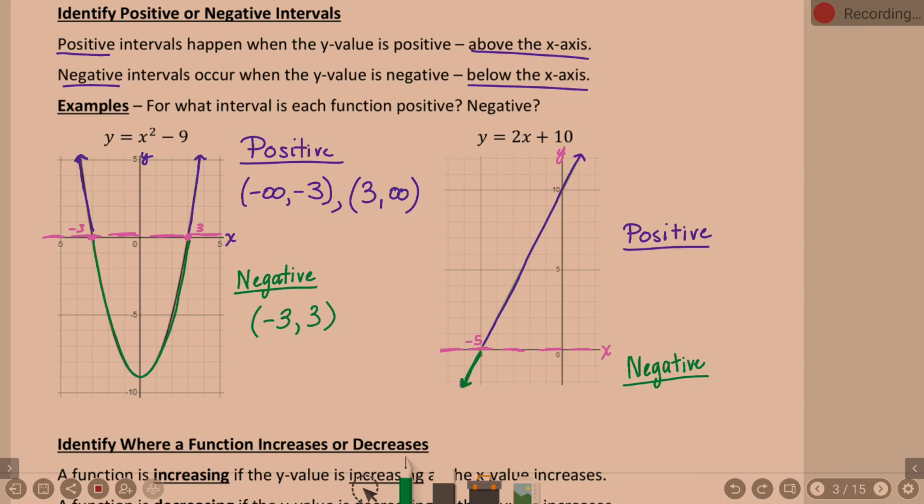To the left of negative 5 is not going to be positive infinity, but it's going to be negative infinity. So we're going to use negative infinity up to negative 5. Infinities always have parentheses. What about negative 5? Parenthesis. Because at negative 5, the graph isn't negative or positive, it's 0.